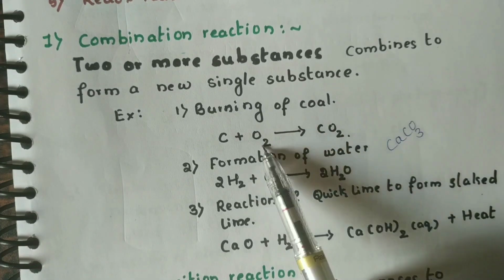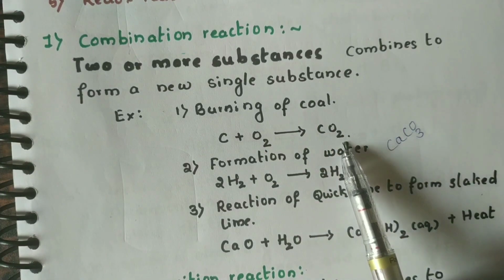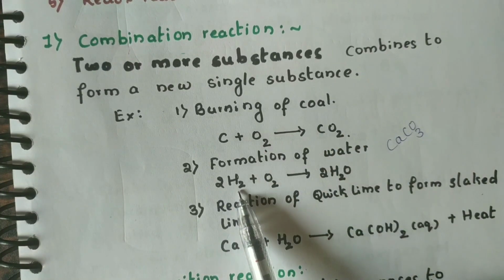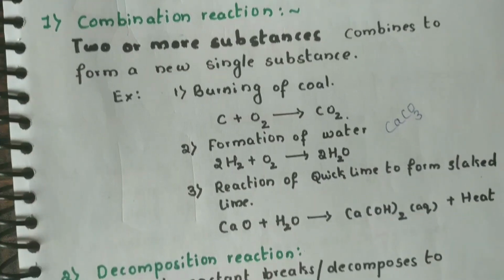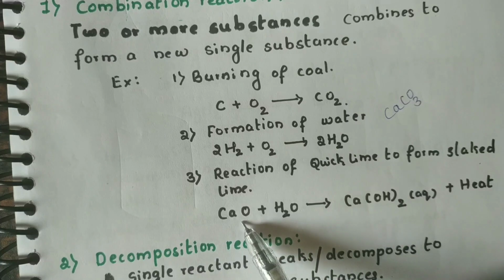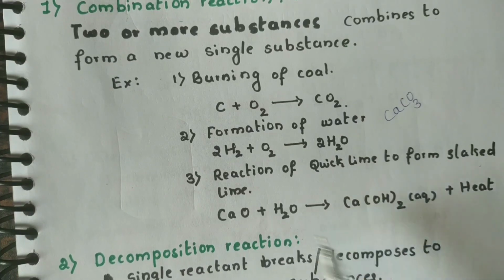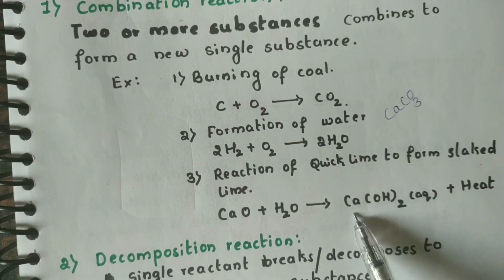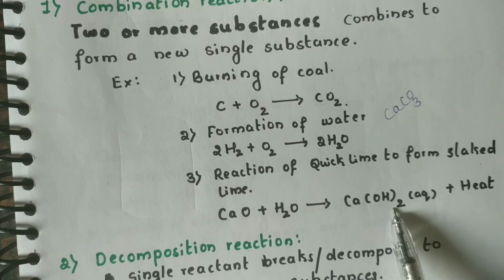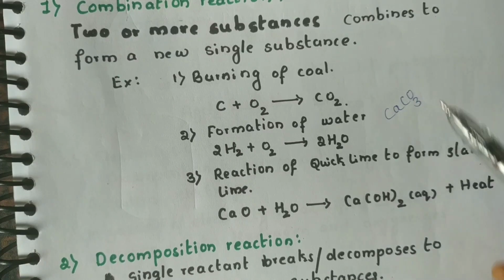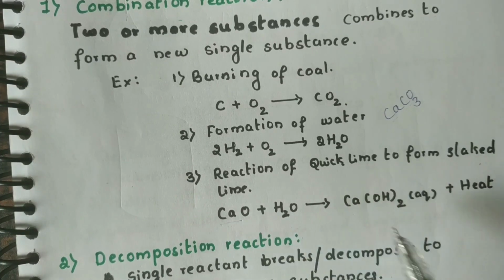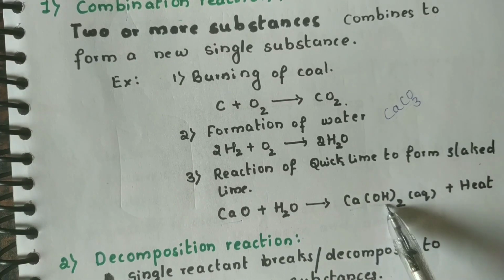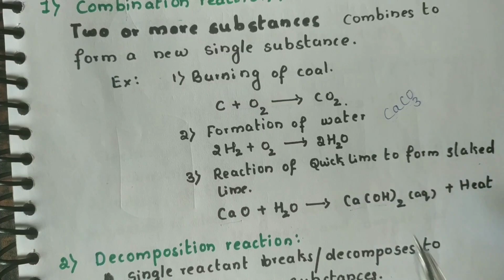Coal burns in presence of oxygen to form carbon dioxide. Hydrogen gas reacts with oxygen to form water. Quicklime, that is calcium oxide, reacts with water to form slaked lime, that is calcium hydroxide. So what is limestone? Limestone is calcium carbonate. Quicklime is calcium oxide. Slaked lime is calcium hydroxide. Please don't confuse between these three.